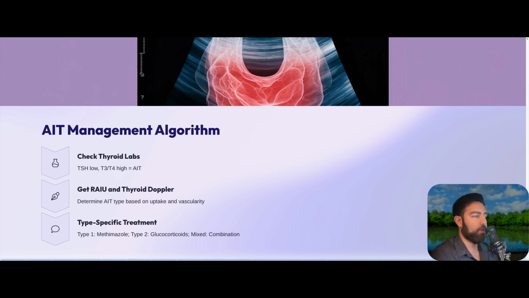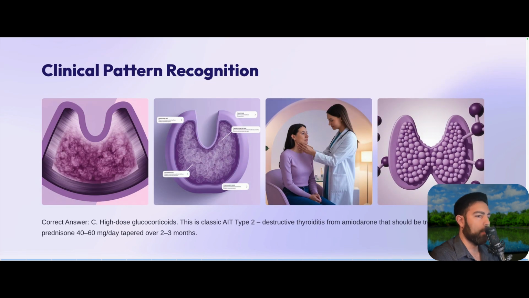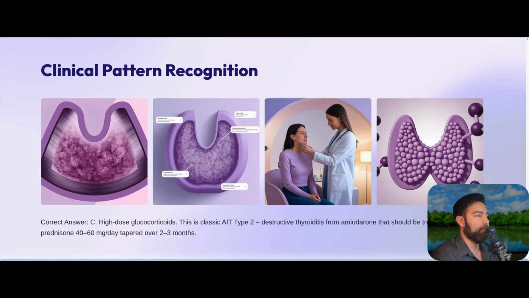Of course, consider the patient's age and pregnancy if they are pregnant. Type 2 is going to be the destructive one. You can try glucocorticoids, and sometimes it could be mixed. So always, in this case, a type 2 patient, high-dose glucocorticoids, classic type 2 and destructive thyroiditis from that amiodarone, and should be treated, per guidelines, with 40 to 60 milligrams a day of prednisone, and we need to taper it over 2 to 3 months. Okay, so very important to know that in practice.